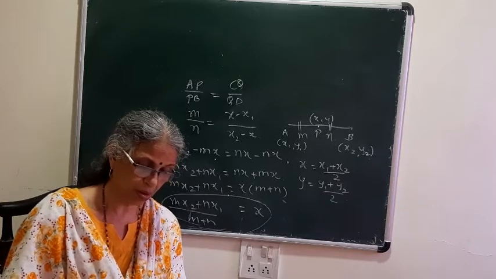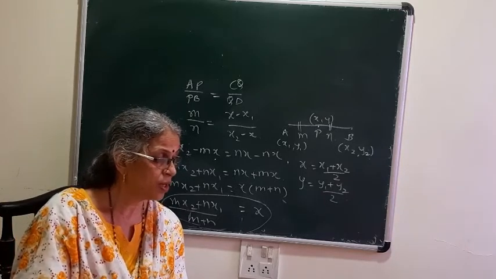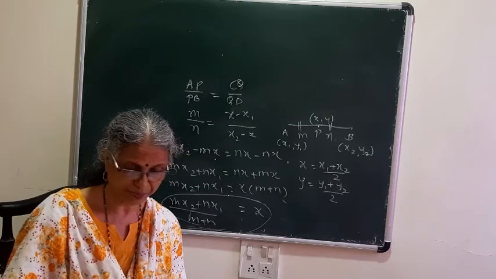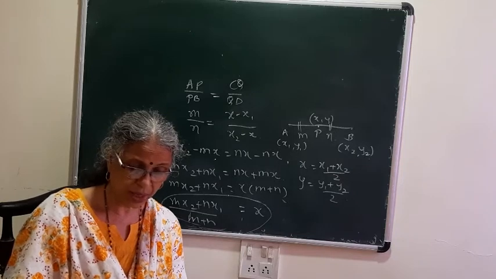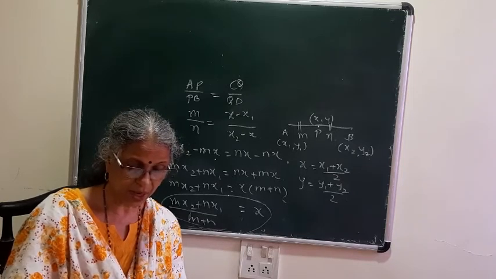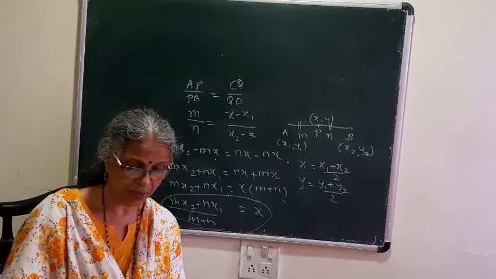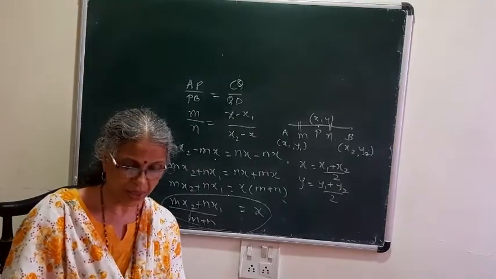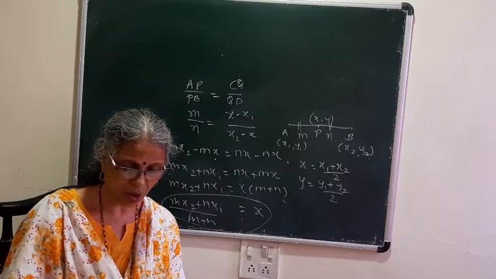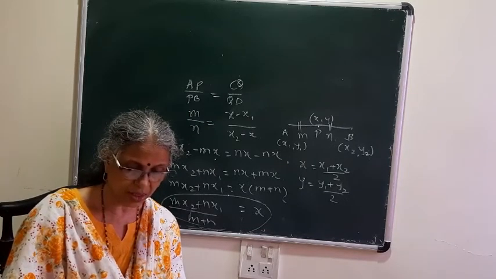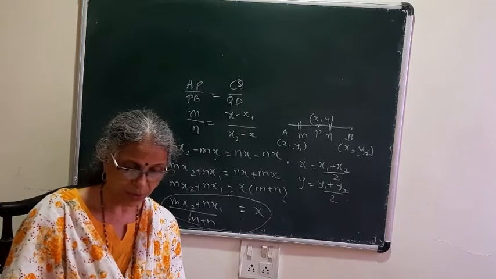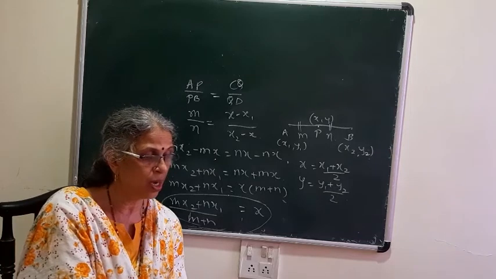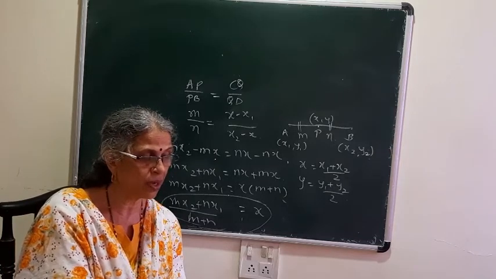So on the next page, coordinates of point D. Now D is the midpoint of BC. Why? Because AD is a median, and we are deriving the centroid, which is the intersection of medians of a triangle. Therefore AD is a median. So for getting the coordinates of D, we can use the midpoint formula for BC. That will be x2 plus x3 upon 2, and the y coordinate will be y2 plus y3 upon 2.